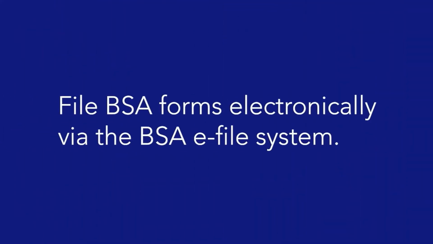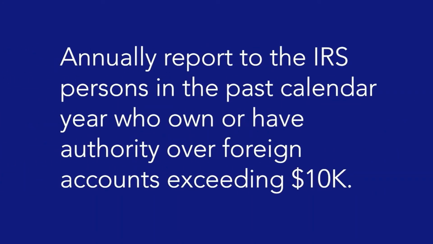FinCEN requires most BSA forms to be filed electronically, using its BSA e-file system. You can find details and copies of most of these forms in the BVS Compliance Center. The law also requires annual reports to the IRS on persons who own an interest in or who have authority over a financial account in a foreign country that has at any point during the calendar year an aggregate value exceeding $10,000.